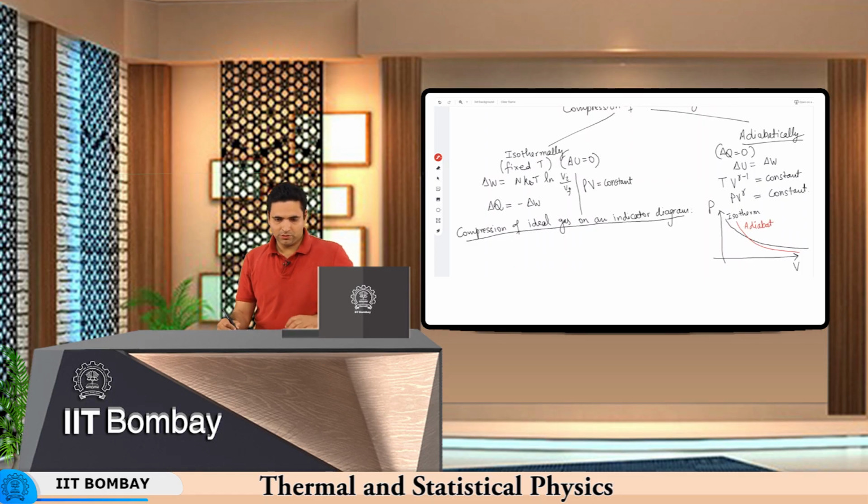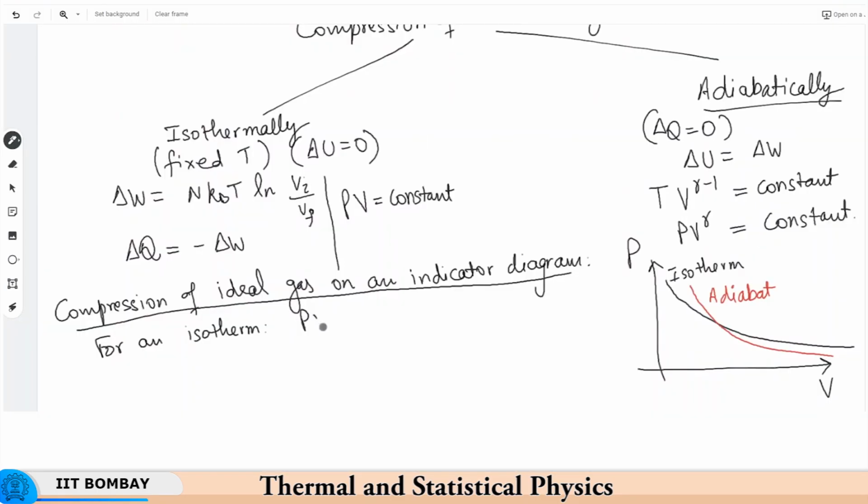Okay. So, basically what I am trying to say is that for an isotherm, PV equals constant, and let us call this constant K1, in which case we can write P equals K1 divided by V. And now if you want to calculate the slope of this black line at any given point, we take the partial derivative of P with respect to V, and this just becomes minus K1 by V squared.